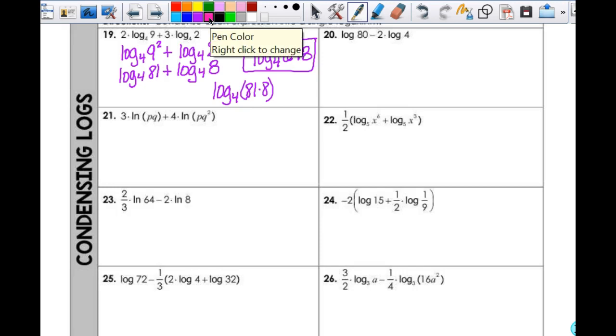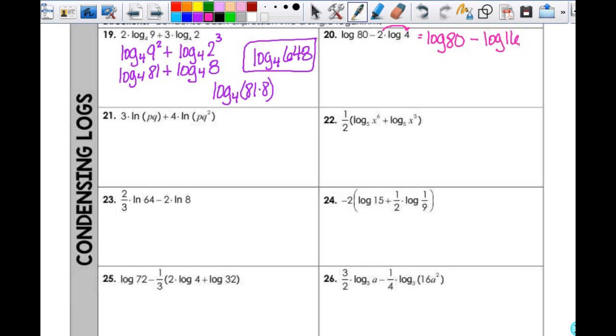So let's look at this one. I've got log of 80, so I'm going to rewrite that. Log of 80 minus, and then this is 2 times the log of 4. So this 2 becomes the exponent. That means I'd have 4 squared. What's 4 squared? 16. So this is really just minus log of 16.